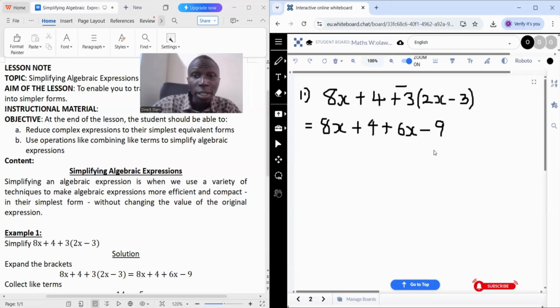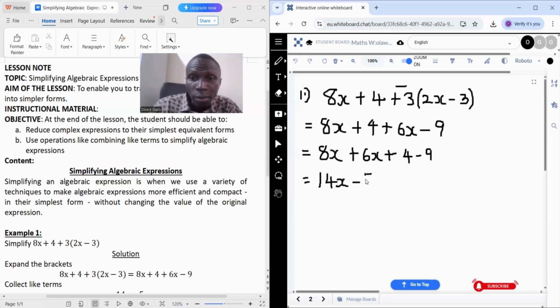The next thing that we're going to do here is to collect like terms. And here we're going to have 8x plus 6x plus 4 minus 9. So adding up the like terms, we're going to have 8x plus 6x. We're going to have this to be 14x. Then plus 4 minus 9, we're going to have this to be minus 5. So simplifying example 1, we have it to be 14x minus 5.